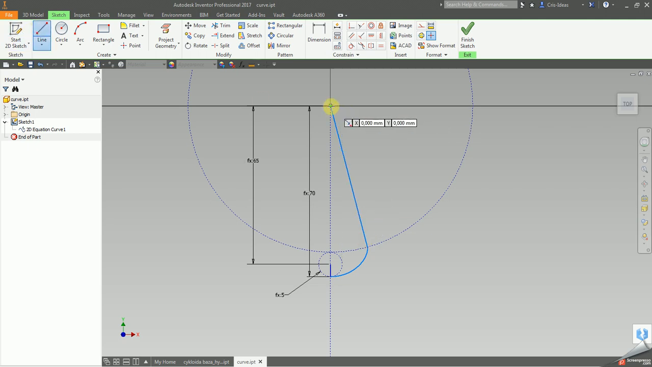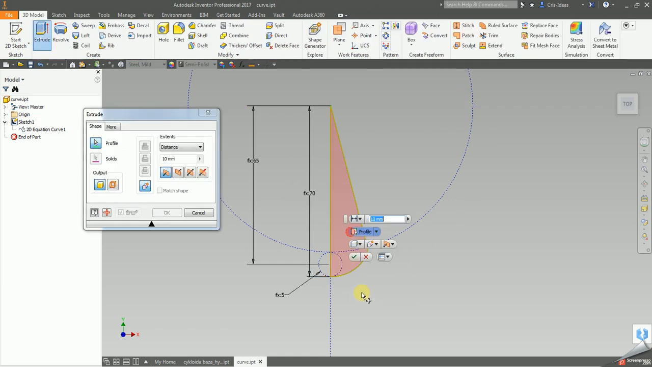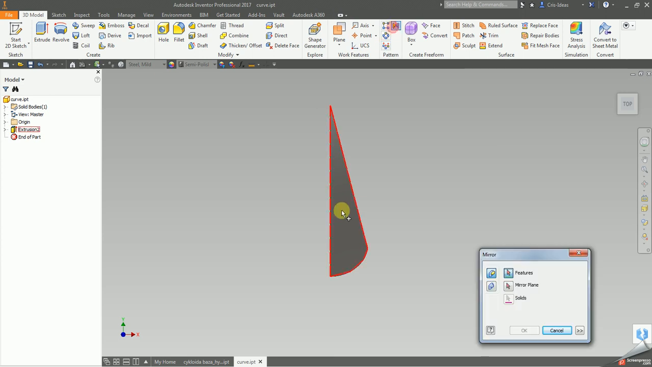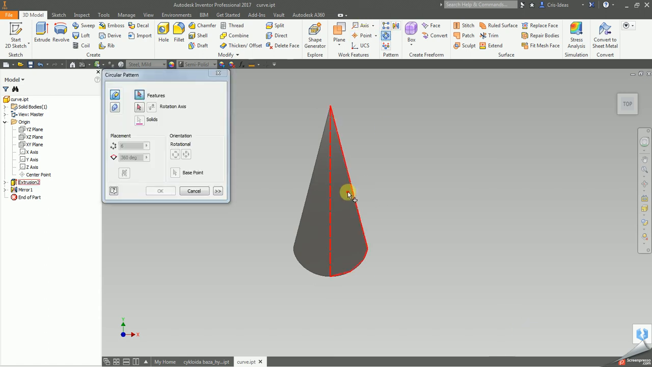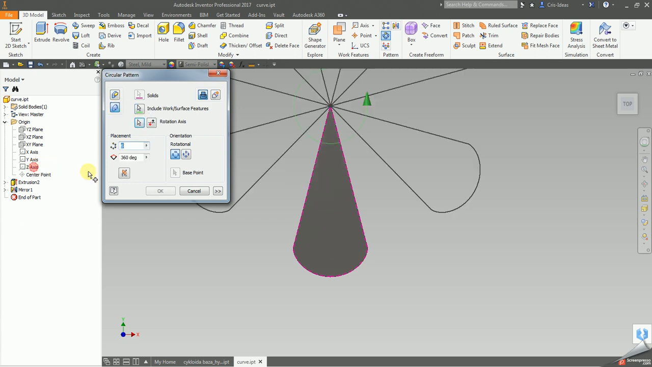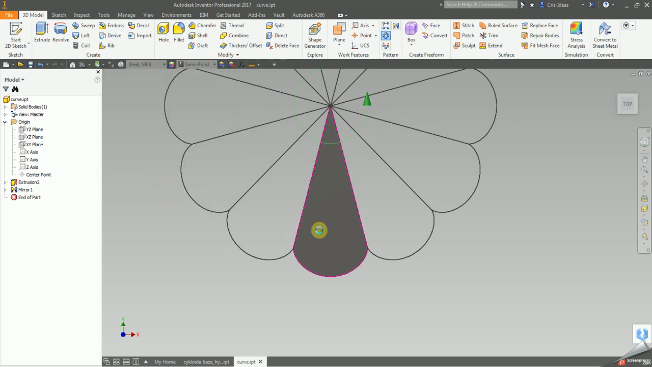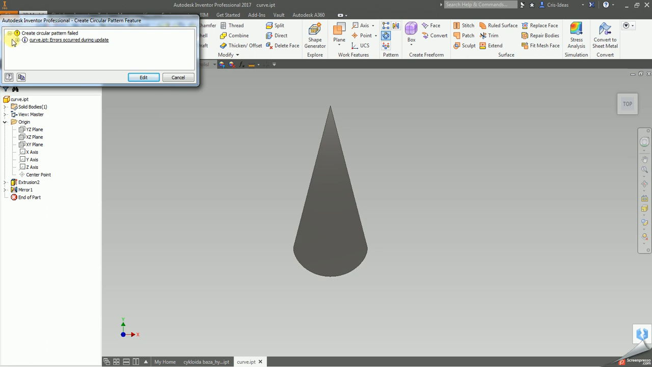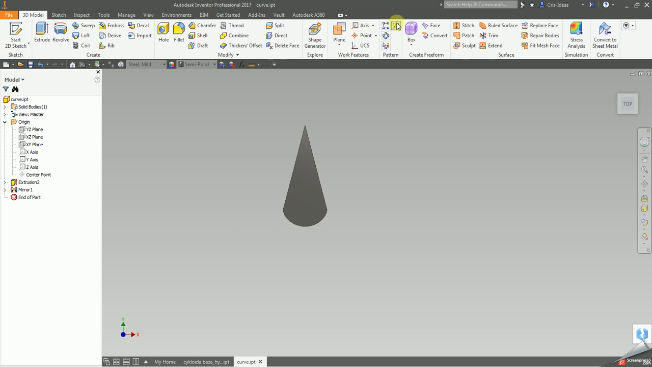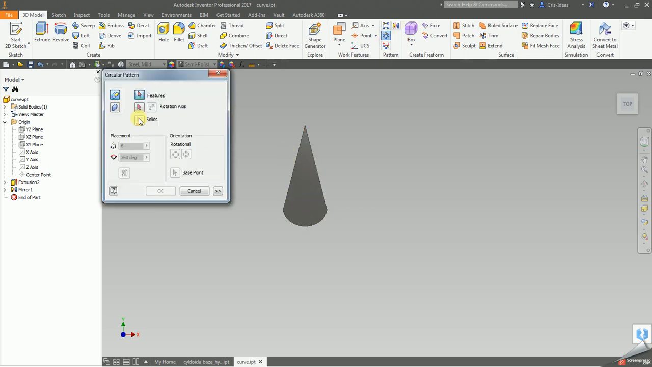Okay, from here to here, and now you can try to extrude that and then mirror it and then pattern it. Pattern solids, rotation axis, z-axis, I plus 1, because I didn't have this. Create pattern failed, so attempt did not succeed, try with different inputs. Solids, let's try that.